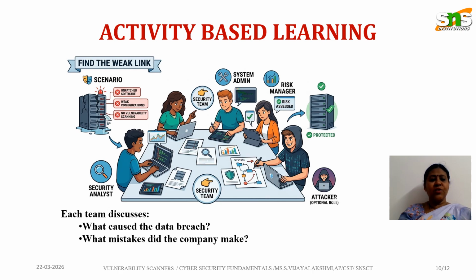Divide the students into teams of 3 to 5 members each. Assign the roles: security analyst, system admin, risk manager, and attacker. Activity steps: each team discusses what caused the data breach and what mistakes the company made, and spots the vulnerabilities such as outdated software, open ports or weak passwords. Then introduce the solution, explaining vulnerability scanners using tools like Nessus or OpenVAS.